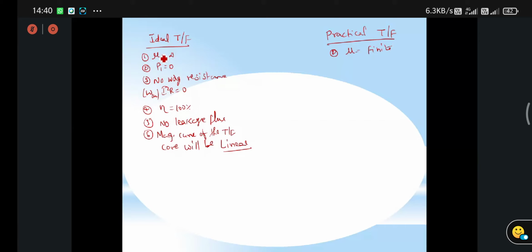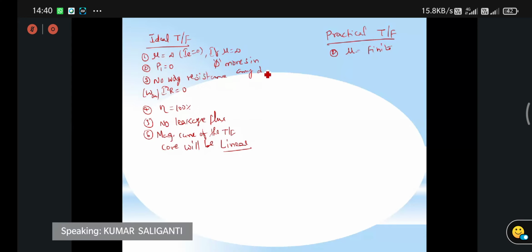If the permeability is infinite, the exciting current is 0. If the permeability is infinite, the flux moves in any direction, not in a uniform direction here. So this is the first one.